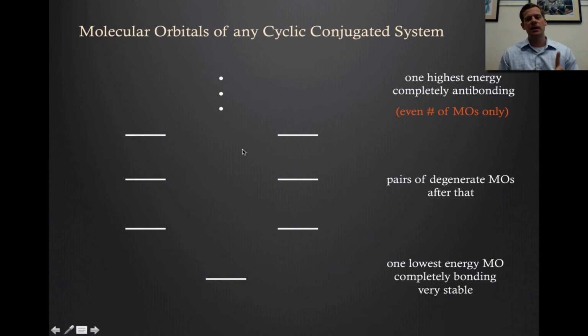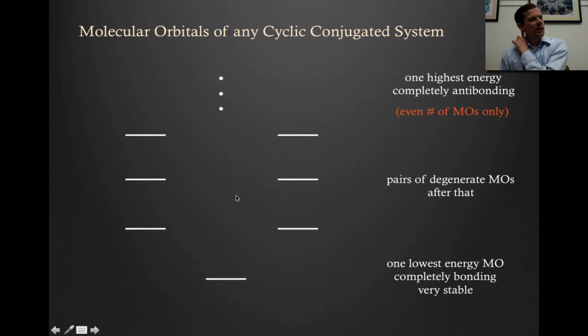And then if you have an even number of molecular orbitals, as we do with benzene, there's going to be one highest energy completely anti-bonding orbital. If there's an odd number of molecular orbitals, you will just end with one degenerate pair as the highest level. There won't be that additional one because we have to end up with an odd number of orbitals.